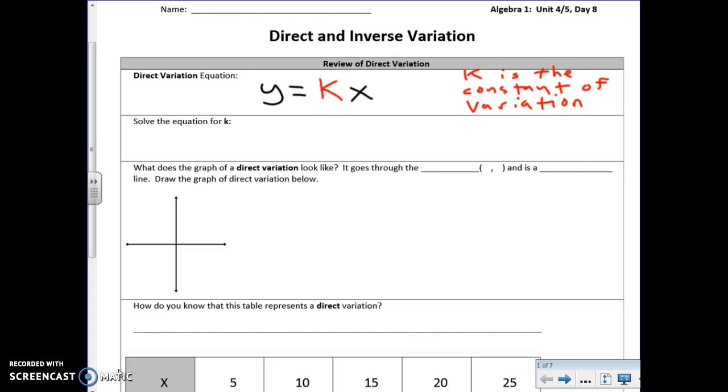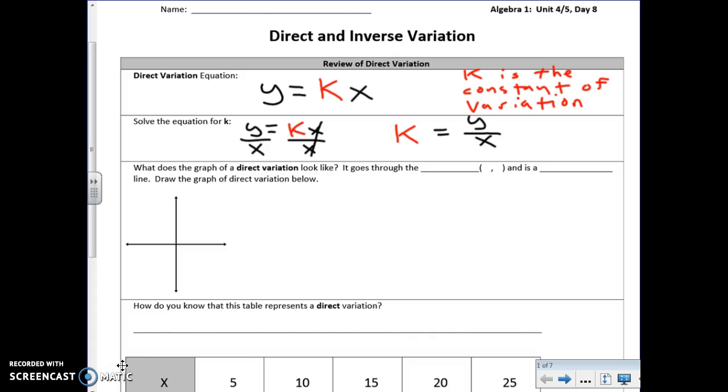Okay, direct and inverse variation. We're going to start with a review of direct variation. The direct variation equation is y equals k times x. K is the constant of variation, okay? If we were solving the equation for k, we would want to get k by itself. So that means you're going to divide by x. When you do that, you get k equals y divided by x.